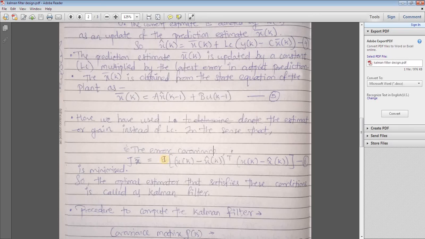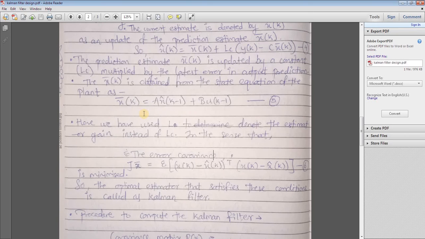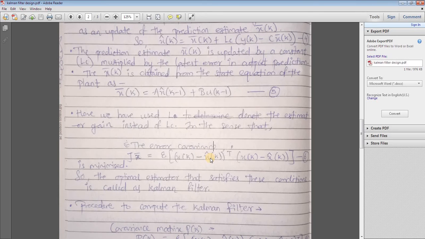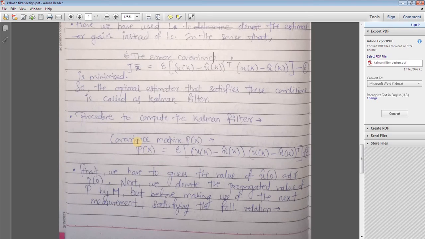So the condition is that we have to minimize the error covariance by using the constant L or LC and having the models. The estimator that satisfies these conditions is called the Kalman filter. Now we are going to have a look at the procedure to compute the Kalman filter, that is, how the Kalman filter is derived.